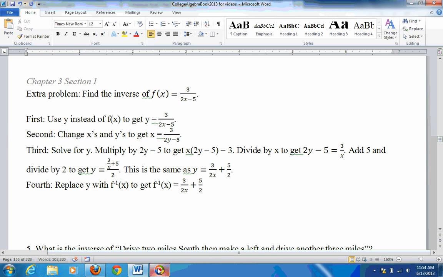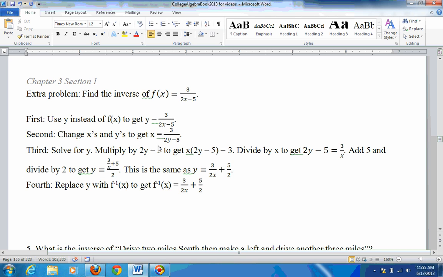On this problem, it says find the inverse. This is an extra problem I added here. Find the inverse of f of x equals 3 over 2x minus 5. First, use y instead of f of x to get y equals 3 over 2x minus 5. Change the x's and y's, so instead of y equals, it's x equals, and instead of 2x minus 5, it's 2y minus 5.